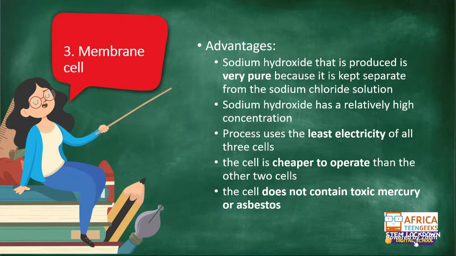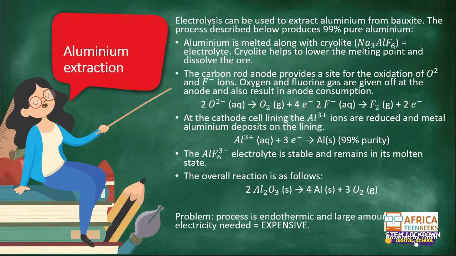Then another process that is very important that you need to know is the electrolysis of, and I never know how to say this word, bauxite, which is where aluminium is found, okay? So bauxite is found in the earth. It looks like rock, and you've got your aluminium in there.